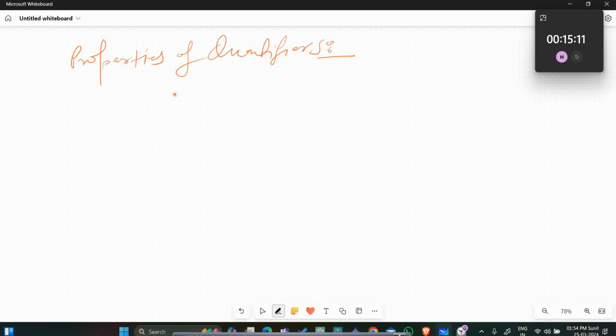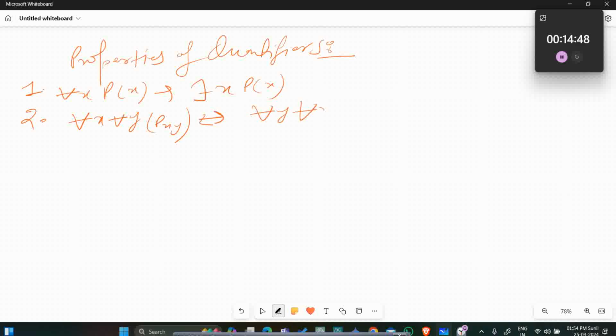So first property is: for all x, P(x) implies there exists some x, P(x). Second is: for all x and for all y, P(x,y) is equivalent to for all y, for all x, P(x,y). Third is: there exists some x and there exists some y, P(x,y) is equivalent to there exists some y and there exists some x, P(x,y).